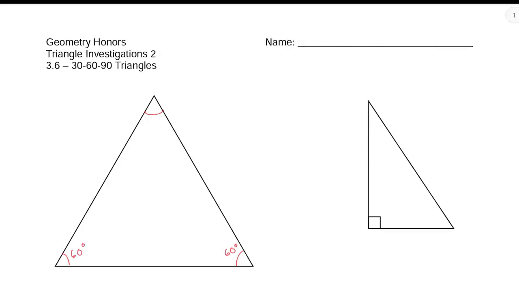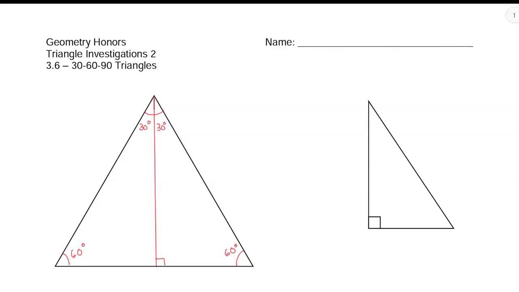Now from the top, I'm going to draw an altitude to the bottom. That altitude bisected the angle up at the top, so that's 30 degrees on the right and 30 degrees on the left. I'm going to look at the triangle on the right. You could see I have a 30-degree angle, a 60-degree angle, and a 90-degree angle in this triangle.